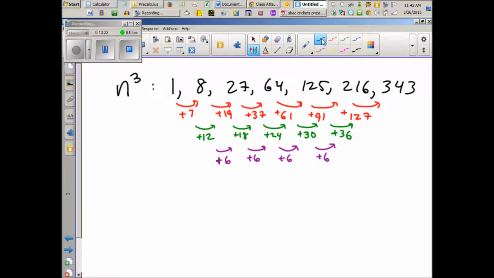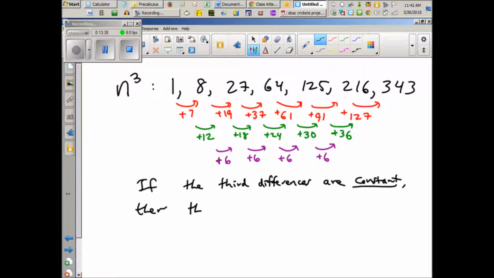If the third differences are constant, then the growth or the pattern is what? Yeah, the pattern is cubic. Yeah, the sequence is cubic.